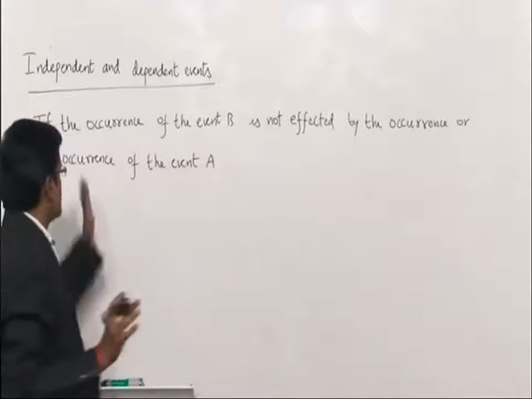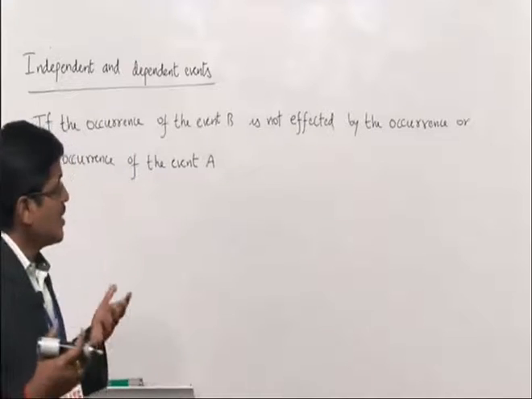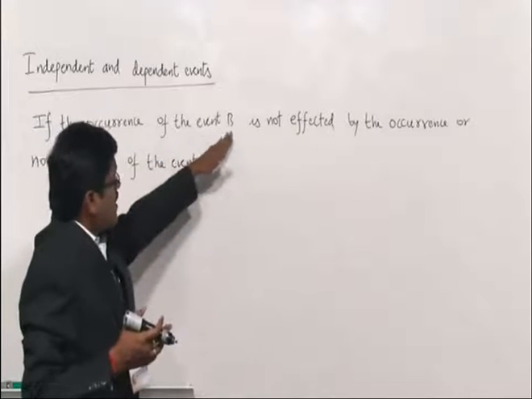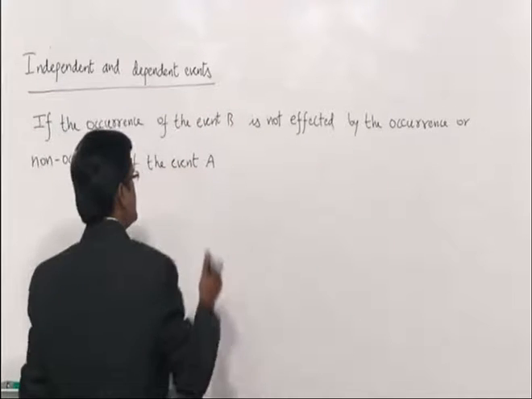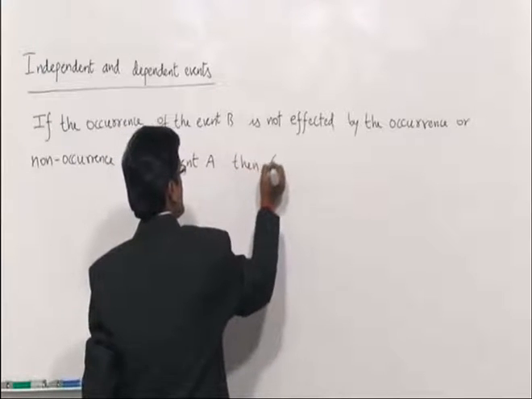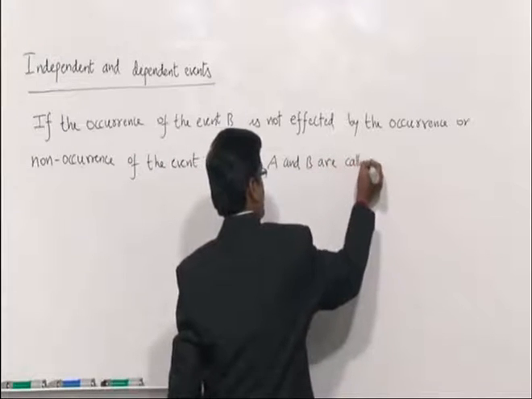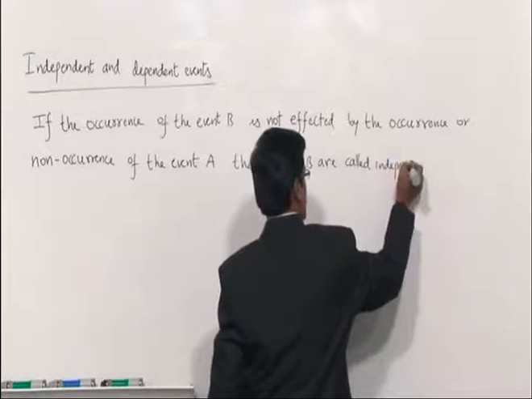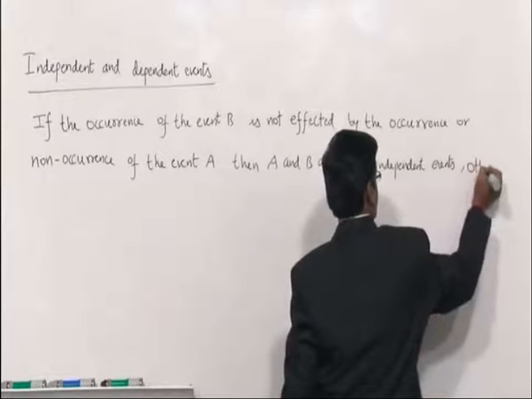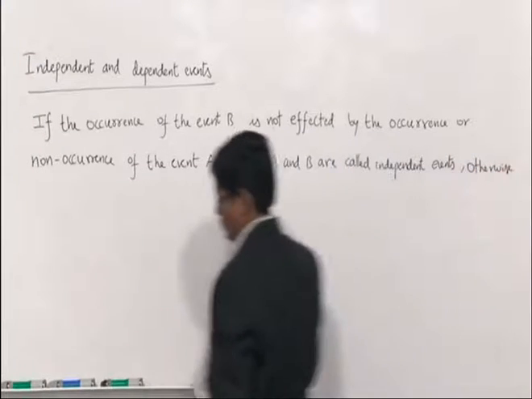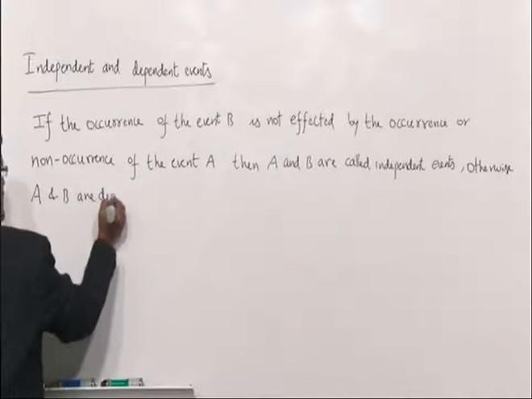See, here A, B are two events. If the occurrence of the event B is not affected by the occurrence or non-occurrence of the event A, that is, here B is not affected by whether the event A has happened or not, then A and B are called independent events. Otherwise, A and B are dependent.